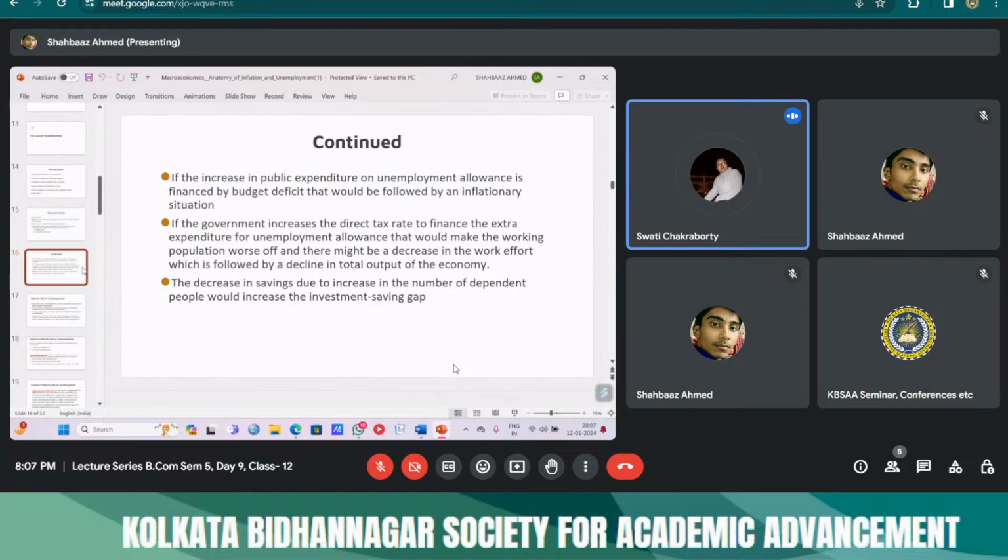Investment is happening due to public expenditure, and people are leaving jobs because of the increase in direct tax. People leaving jobs means less income and more dependent people, so savings go down. More investment, less savings, and fewer people working, so the savings of the economy go down, and the investment savings gap increases.